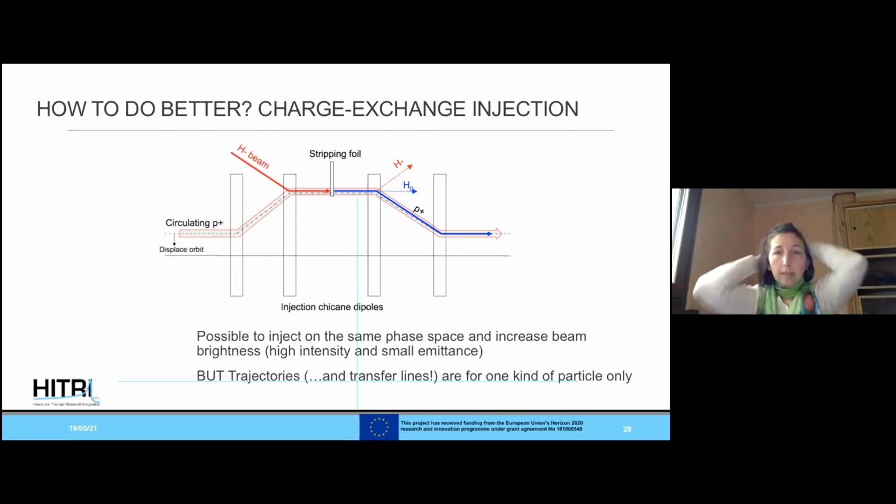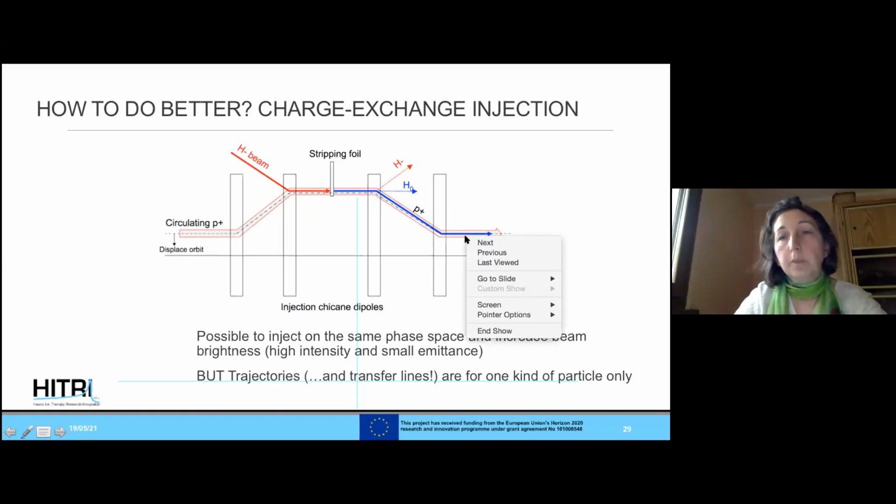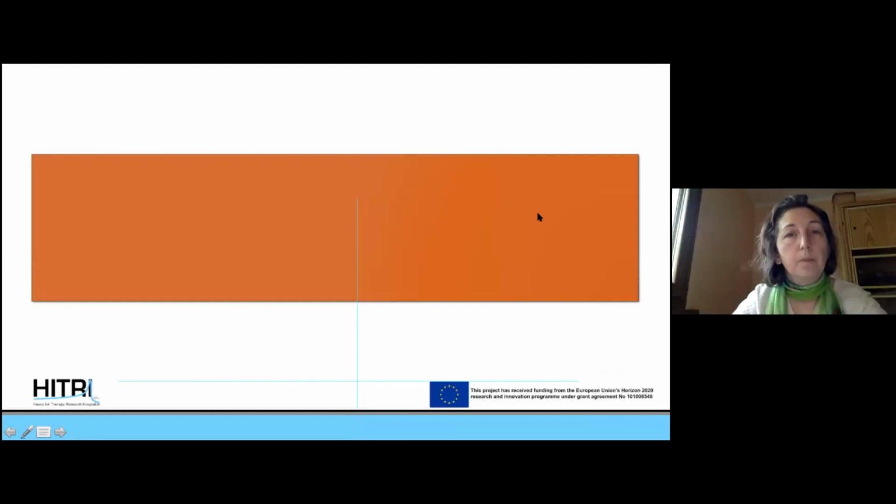First of all, we had only ions with the same charge. Here, this is done in the CERN PS Booster. Here you have protons circulating. They are bent by a set of bending magnets. They form a chicane, so they are bent up and then down and then back to the closed orbit, same as before.